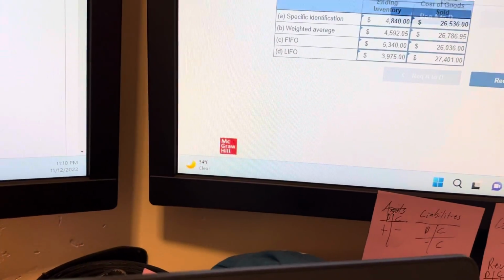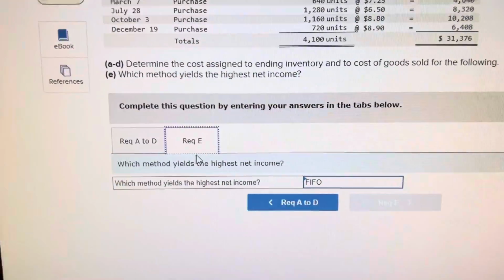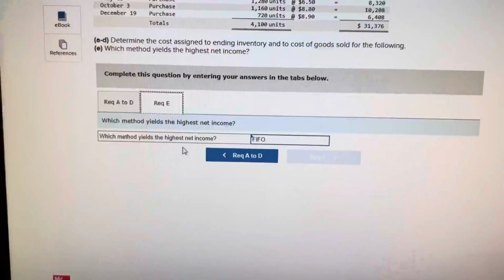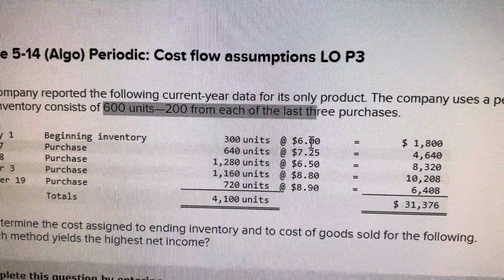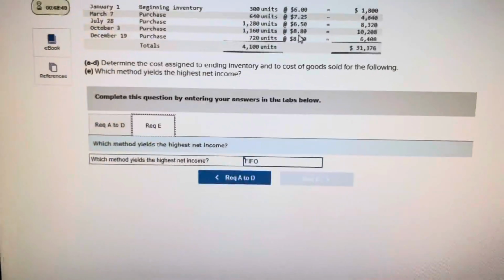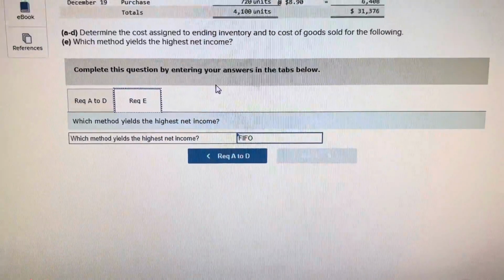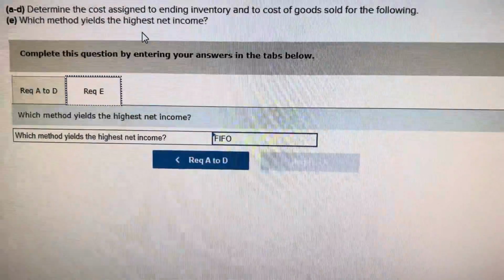Now if we come up to the required E, it says, which method yields the highest net income? As you can see here, the prices are increasing, and according to the textbook, when prices are increasing, FIFO yields the highest net income. So that is your answer there. But hope that makes sense.